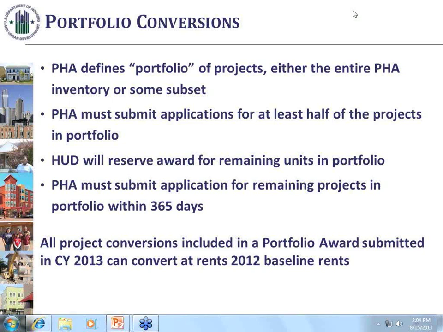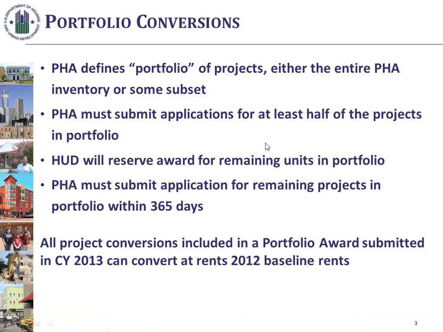And then, like the multi-phase awards, what's also very nice about this feature is that even though you may be submitting applications for half of your portfolio in 2014, we're still giving you the benefit of those 2012 rent levels, so you can still lock in now at those amounts.